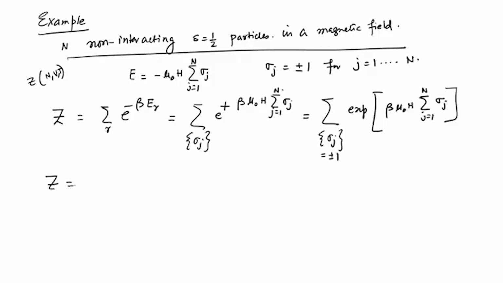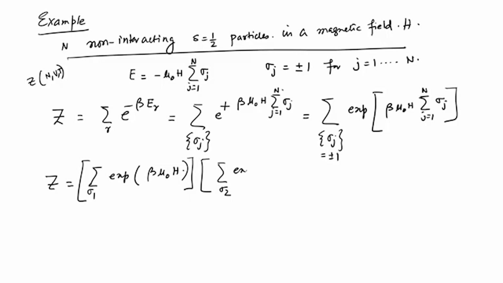So, this is equal to a bracket, and I am doing it for the first spin, and I will write it as exponential beta mu 0 h. So, this magnetic field is h, in a magnetic field h. The second term will be sigma 2, that is the second spin. Again I will write exponential beta mu 0 h, and so on for all the spins, up to sigma n, exponential beta mu 0 h.